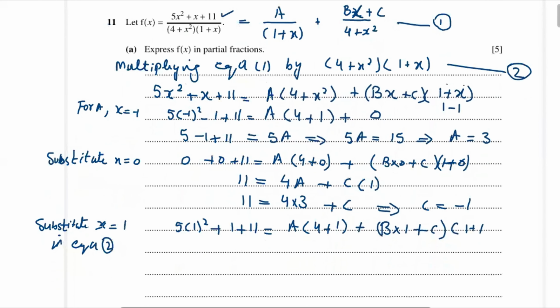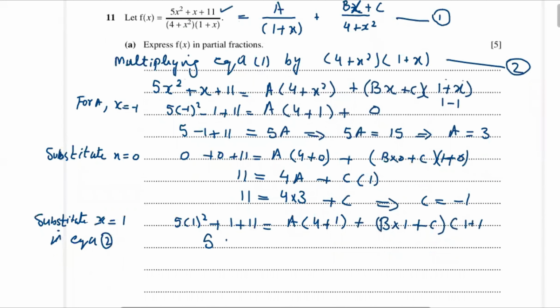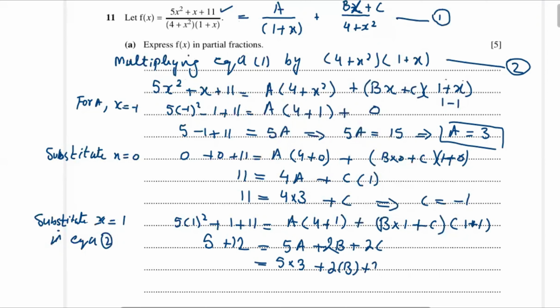Now that value becomes 5 plus 12 equal to 5a plus b plus c. 1 plus 1 is 2. Now 2b plus 2c. Now a is equal to, you see here, 3. Now 5 times 3 plus 2 into b plus 2 into minus 1, c is minus 1.